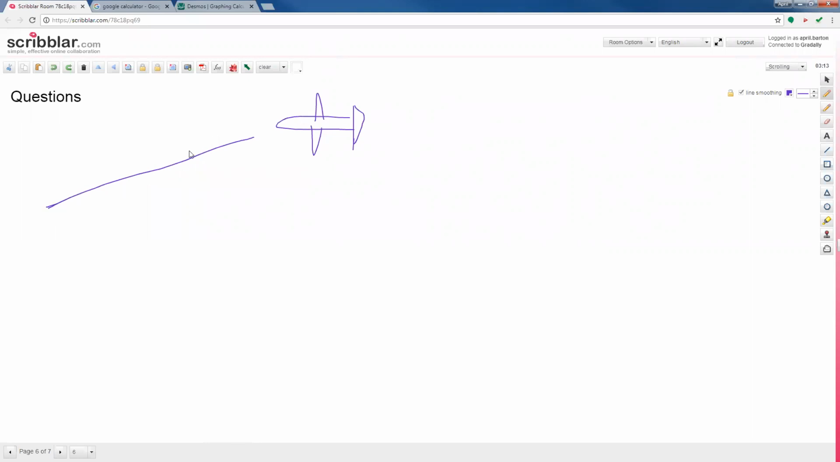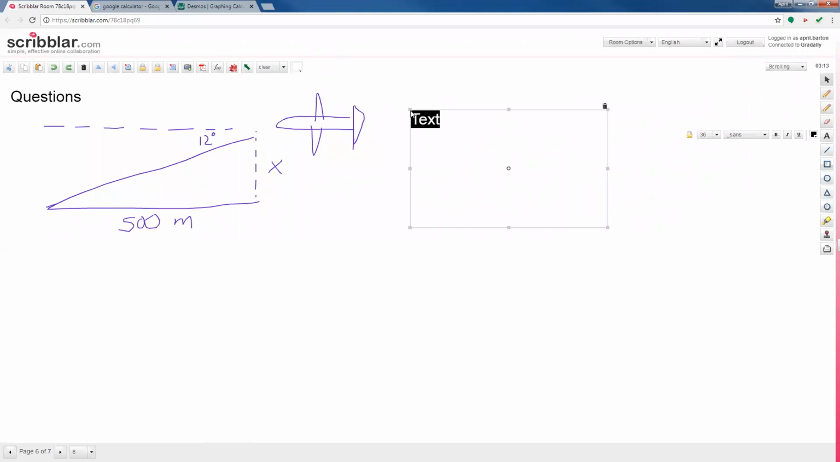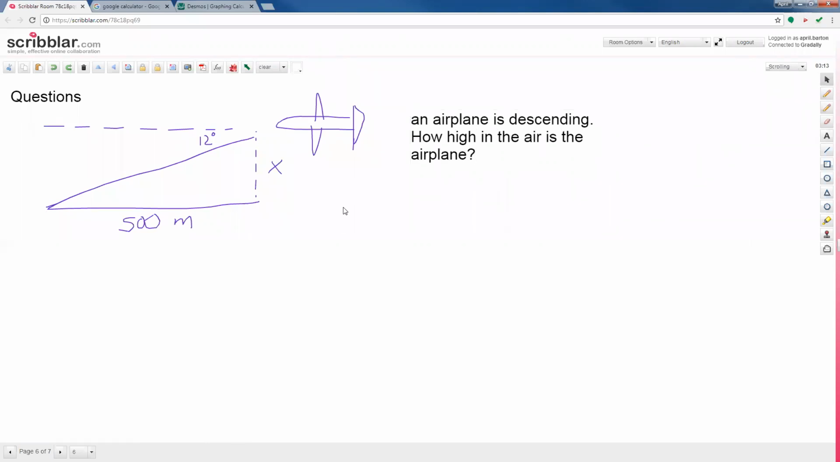If you have an airplane flying and it's making a descent, let's say we are 500 meters away from the landing strip, and we want to know how high the airplane is right now. So it'll be some sort of question like this: an airplane is descending. How high in the air is the airplane? It's not the exact way it will be worded, but since I'm doing this from memory, that's what we're going to have to go with. So on any right triangle, the actual right triangle is the 500 meters and the x.